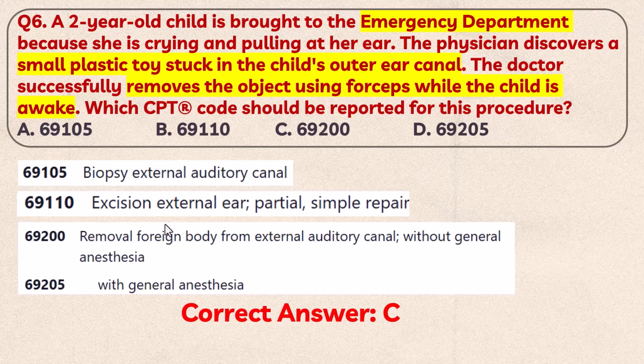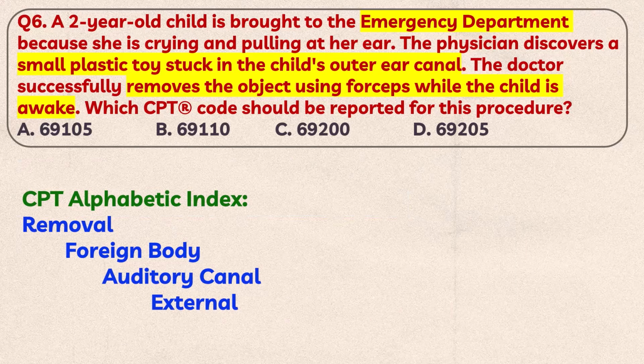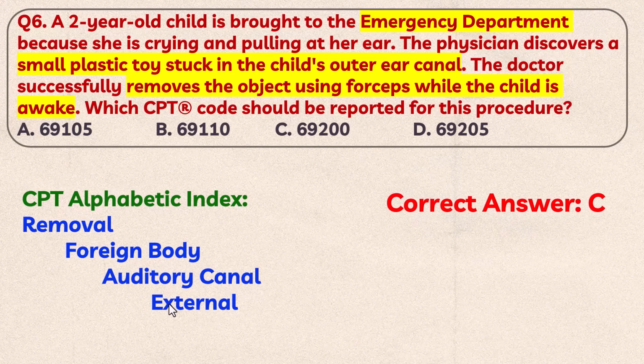If you encounter this case in the real working world, you have to use the CPT alphabetic index. So here the main index term is removal. So go for the main term removal, then go for the subterm foreign body, then the other subterm is auditory canal, and the final subterm is external. So it will lead you to the code series. Come back to the tabular list and confirm the answer. Once you confirm, the correct code will be 69,200. That is answer C.